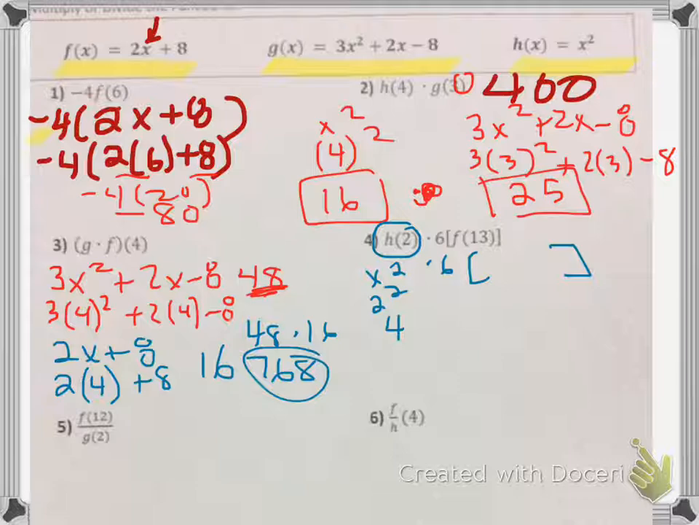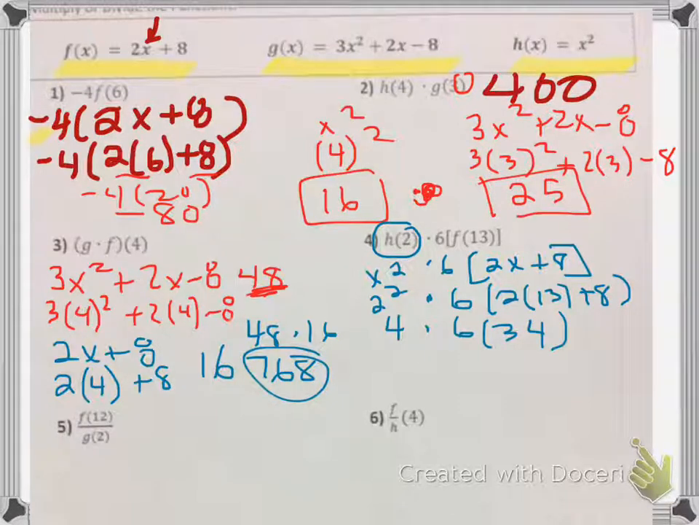So I've got to find out what f of 13 is, which means I'm going to put 13 into the f function. The f function is 2 times x plus 8. So I'm going to go 2 times 13 plus 8. I'm going to figure out what's inside those parentheses. So 2 times 13 plus 8 actually gets me 34. So I'm going to have 4 times 6 times 34. And when I do that, I get 816 for my solution.